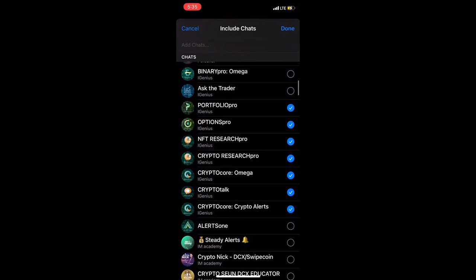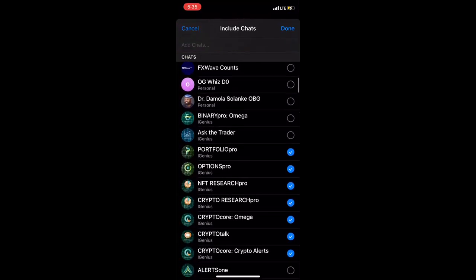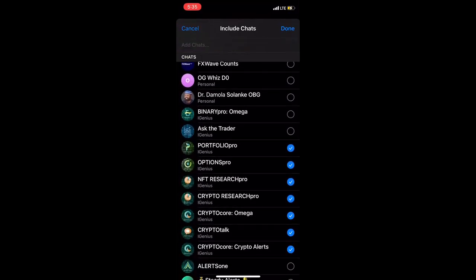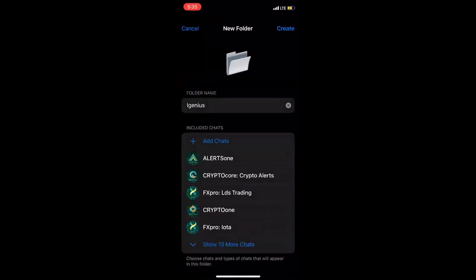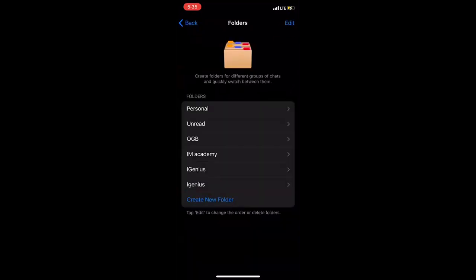You want to add alerts one, you can. So there's Binary Pro Omega at the top, which you didn't add. Now, if you want to add this Ask the Trader, just add it as well. Okay, so once you're done doing this, you click on done. Click on done, right? And click create. Once you click on create, it's actually going to create that.